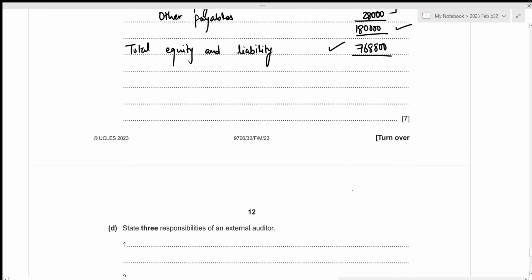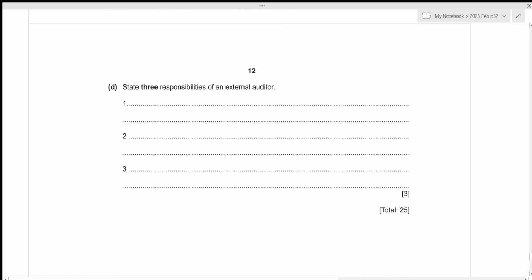Let's move towards the fourth one. We now need to state 3 responsibilities of an external auditor. So the very first responsibility is to examine the books and accounts. Let's write it down. To examine the books and accounts. Then the second responsibility of an external auditor would be to verify the value and existence of assets and liabilities.